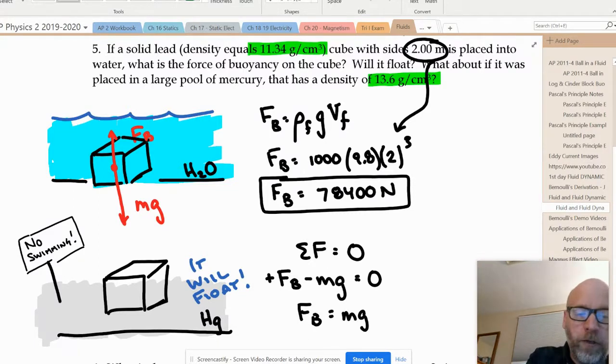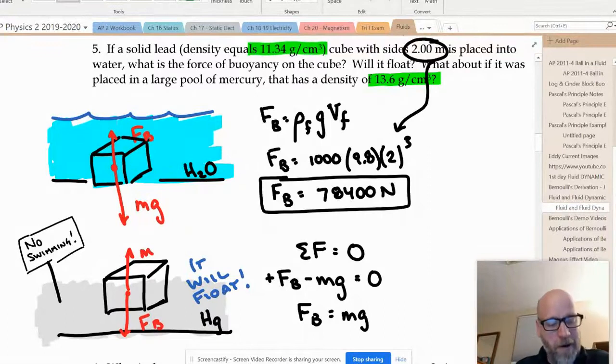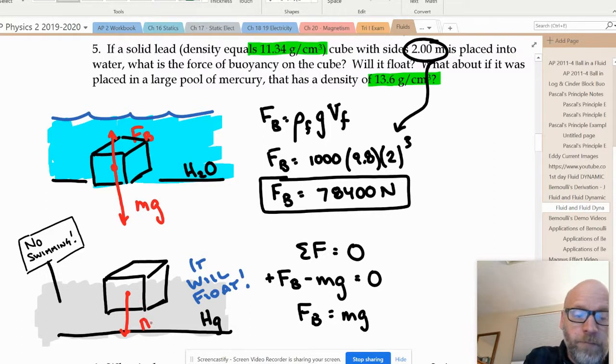I should probably go and draw in my forces. Buoyant force down. And, lost my focus for just a minute. Mg down, buoyant force up.